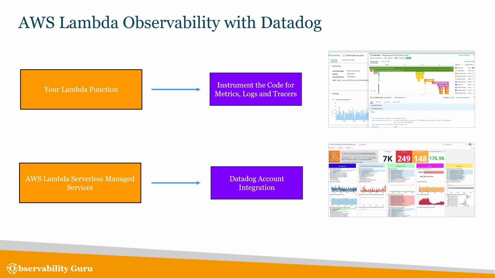The second aspect is that Lambda is a serverless service provided by AWS. There are quite a lot of metrics which are useful and will provide you an overview of your serverless usage, especially the AWS Lambda serverless usage in your AWS estate, and that will help you have an overall view of what's happening. So Datadog is providing both capabilities.